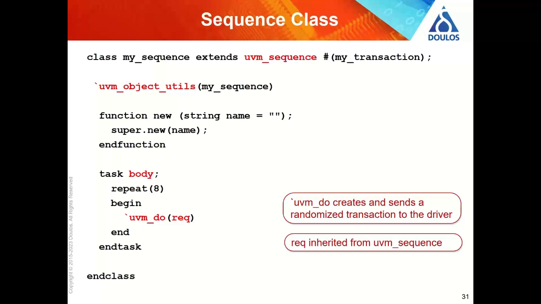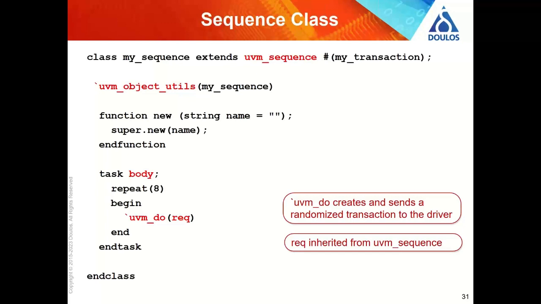Again, we're registering with the factory. We've got an object constructor with one argument, and then in the sequence we have a body task. The body task is what's going to generate the stream of sequence items. In this case, it's very simple. We've just got a repeat, and we're calling this UVM do macro.